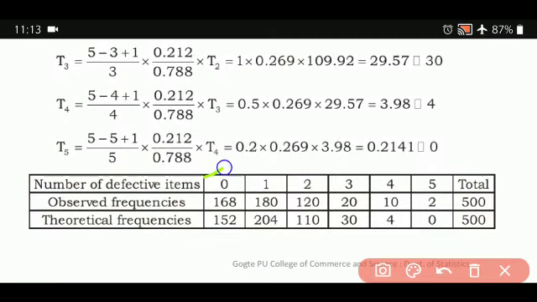This is your x value. This is your observed frequency which is there in the question. Then after applying the binomial distribution, you have to obtain this theoretical frequency. You have to approximate in such a way that this total is 500, matching with this total. So this is how you fit a binomial distribution to an observed frequency by applying the probability mass function of the binomial distribution.